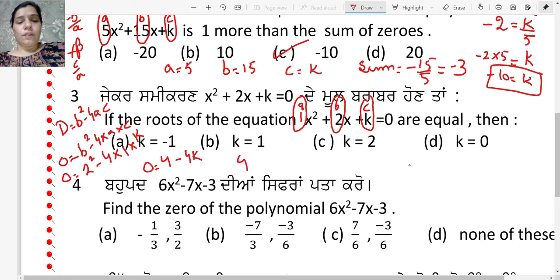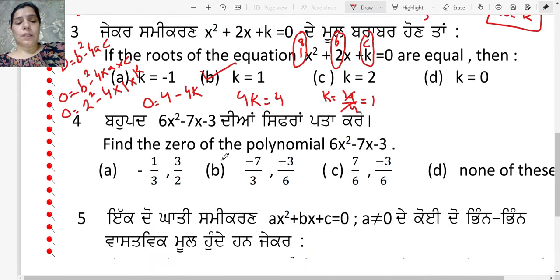So 4k goes on the left hand side. So 4k is equal to 4. So you get the value of k is equal to 4 upon 4, that is 1. So you get the value of k is equal to 1. So the correct answer is option B, k is equal to 1.